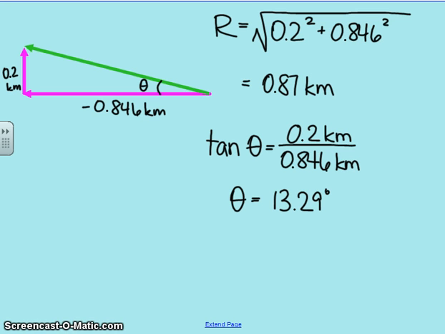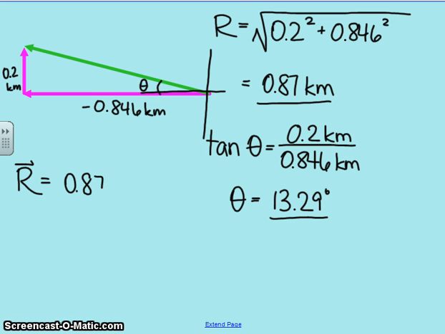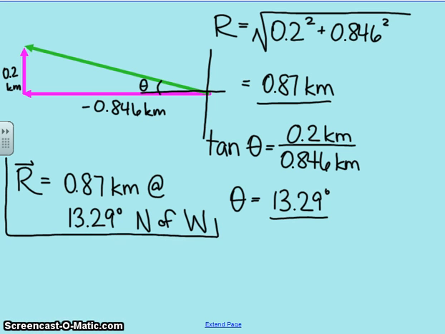But I'm still not done yet. I have a magnitude. I have an angle, but I need a where. I need to be able to indicate where that angle is measured from. So if I am giving my final answer, I would say that this vector r is 0.87 kilometers at an angle of 13.29 degrees, and this angle is north of west. Again, that angle measurement is touching the west axis, and then it goes above that.